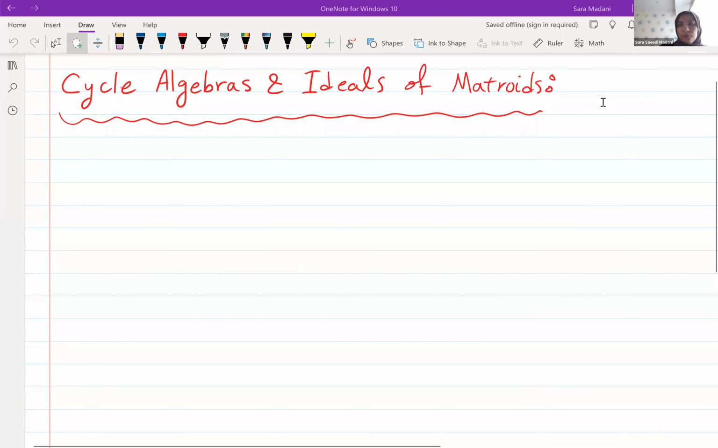Okay, thank you. Hello, everybody, and welcome to the third session of my talks. In the last two sessions, we tried to understand something about the basic concepts of matroids. And then we chose a geometric point of view to look at some associated polytopes called cycle polytopes. And as I promised before, today we are going to be more algebraic and talk about some algebras and ideals that we associate to matroids. And they are also called cycle algebras and ideals.